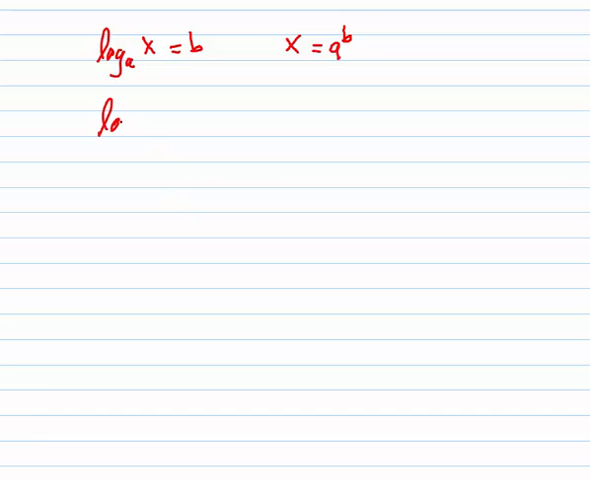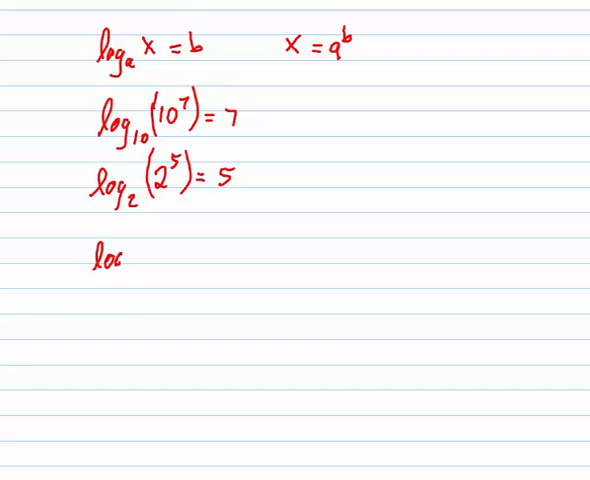Okay. So what's log base 10 of 10 to the 7th? Well, what is the 10 exponent of 10 to the 7? It's 7. So that's what it's equal to. Log base 2 of 32, or 2 to the 5th, is just equal to 5. I'm extracting the 2 exponent out of this, and it's clearly 5. Log base 2 of 2 to the x, therefore, is just equal to x.